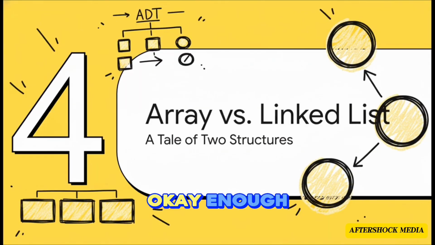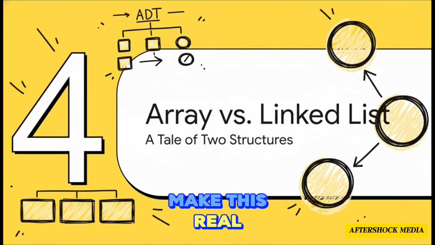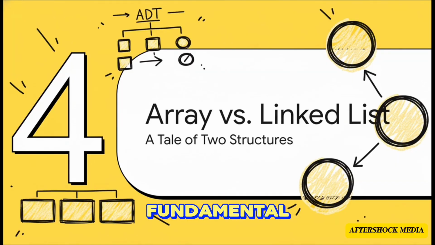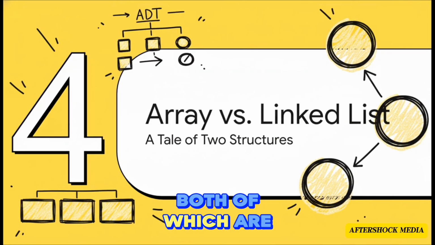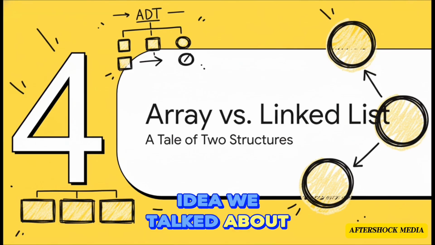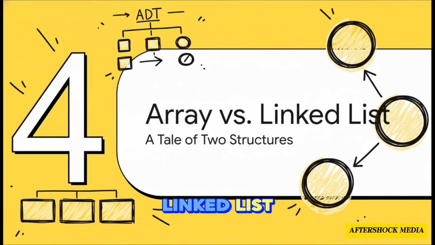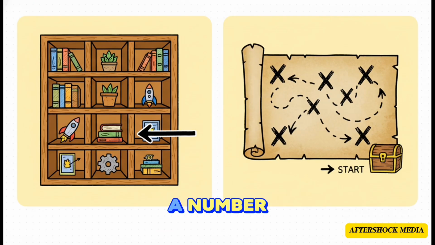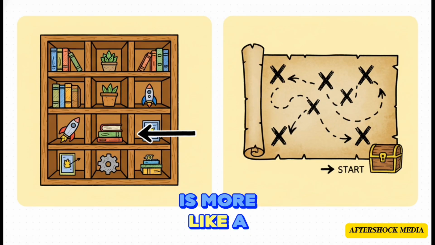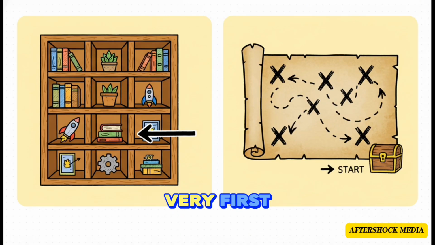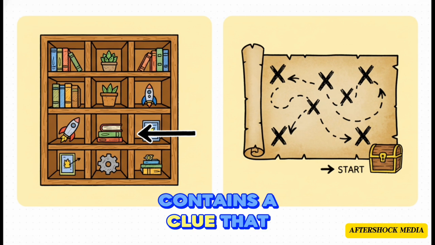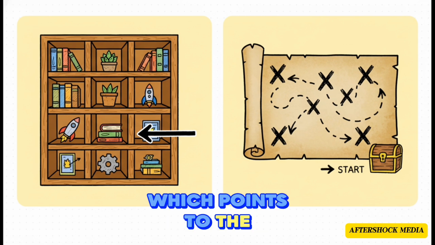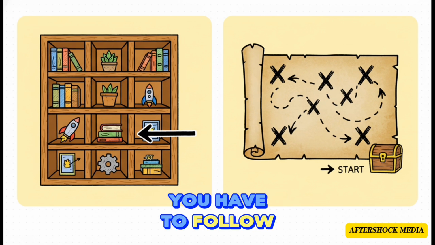Okay, enough theory. Let's make this real. We're going to look at two of the most fundamental data structures out there, both of which are ways to implement that list idea we talked about: the array and the linked list. So think of an array like a bookshelf, where every slot has a number. If you want the book in slot number 5, you just go straight there. It's instant. A linked list, on the other hand, is more like a treasure hunt. You start at the very first item, and that item contains a clue that points you to the next one, which points to the next, and so on. You have to follow the trail.